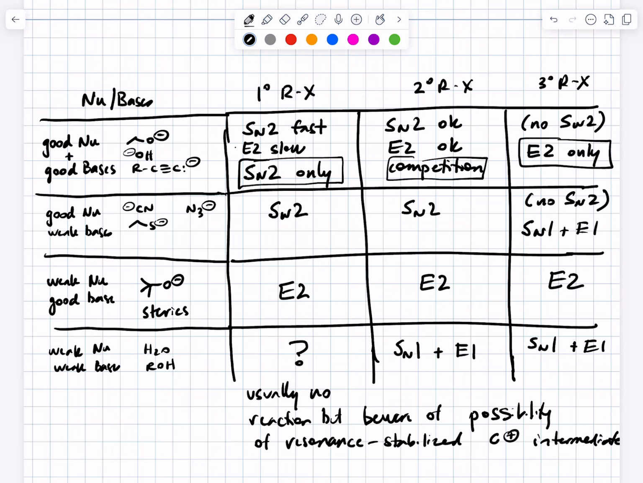Yeah? Would you see any SN1 with a good nucleophile and a good base of the tertiary carbon? No, because the good base is not going to wait for the leaving group to leave. It will just steal the beta proton. Okay, good. Others?